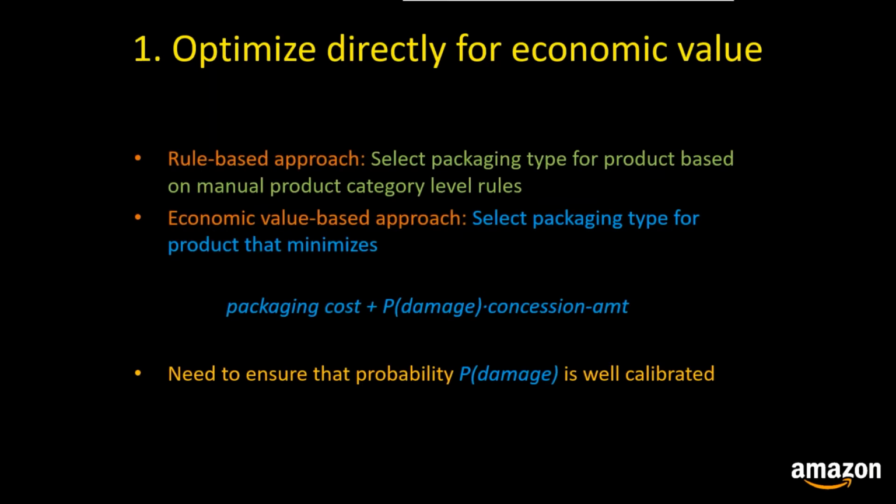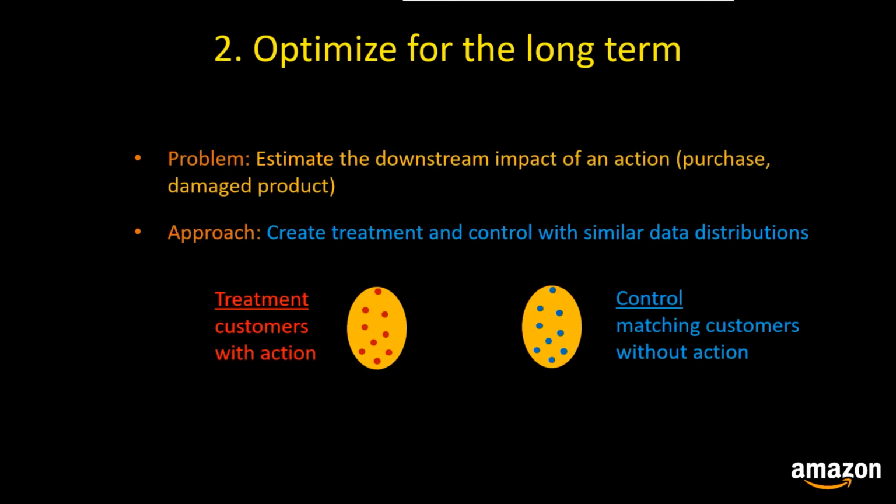Now, since we use cost estimates to select the package type for each product, we need to ensure that these damage probability estimates are well calibrated. And good techniques to ensure that probabilities output by models are calibrated are things like isotonic regression, Platt scaling, and so on. Moving to the next slide.